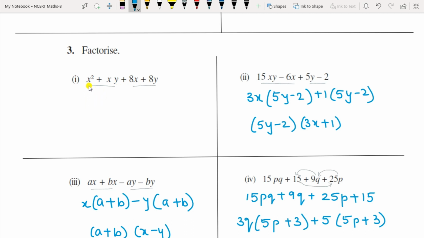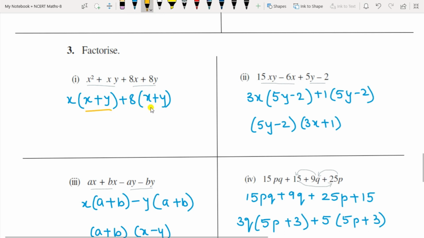Let us see. Now in this one, x square and xy, x is common. So remaining is x here plus this y. This x is out, and the remaining is y from the second term. Then plus here, in these 2 terms 8 is common and the remaining are x plus y. Since the variables are not common, they cannot be taken out. So x and y. Now you can see these 2 brackets should be the same. Then only your answer is right.